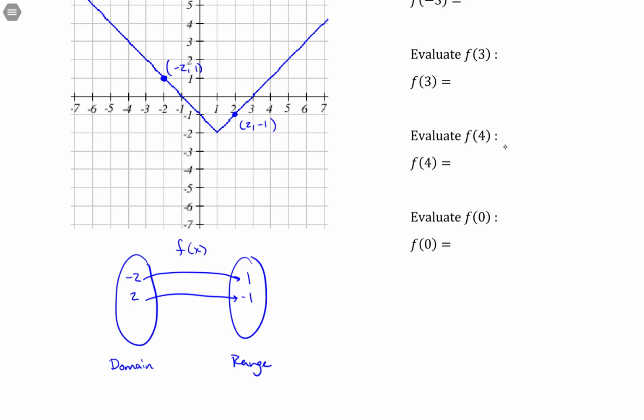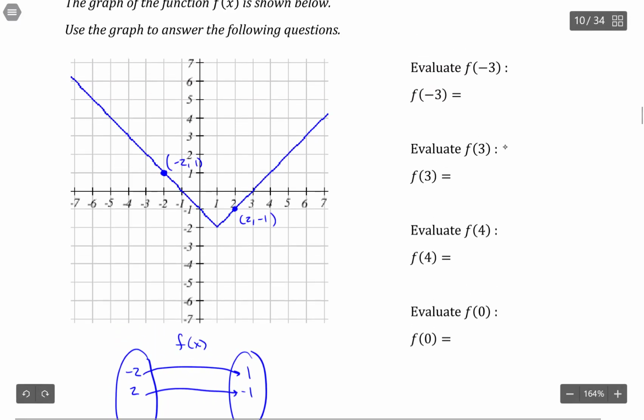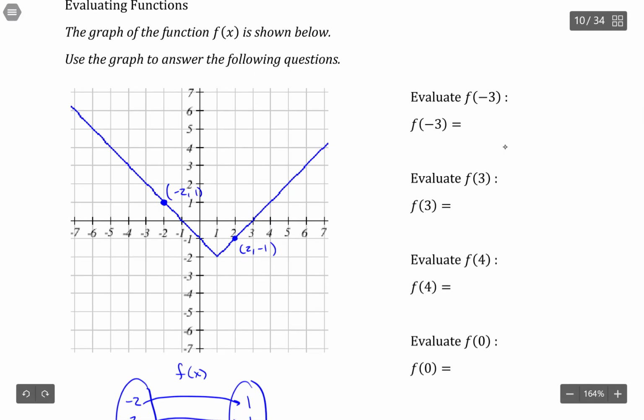So if we want to evaluate this function, all we need to do is find the x value and what it maps to in the y. And that's exactly what a graph does for us. It just does it visually.